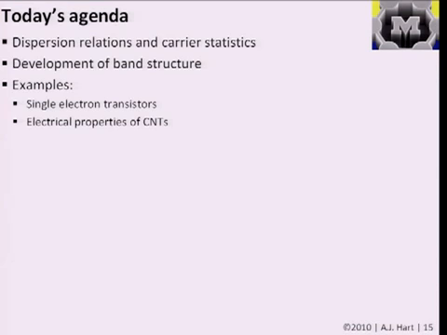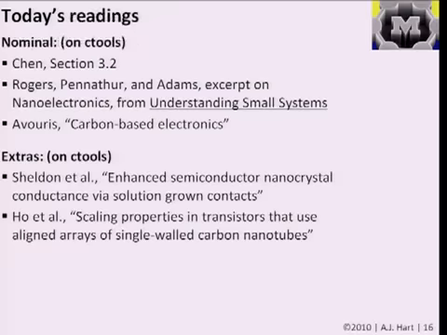And in essence, from the way the band structure develops, why some materials conduct electricity really well and other materials don't conduct electricity well at all. And then we'll see a couple of examples. We'll talk about what are known as single electron transistors, and we'll also review some examples of the electrical properties of carbon nanotubes.